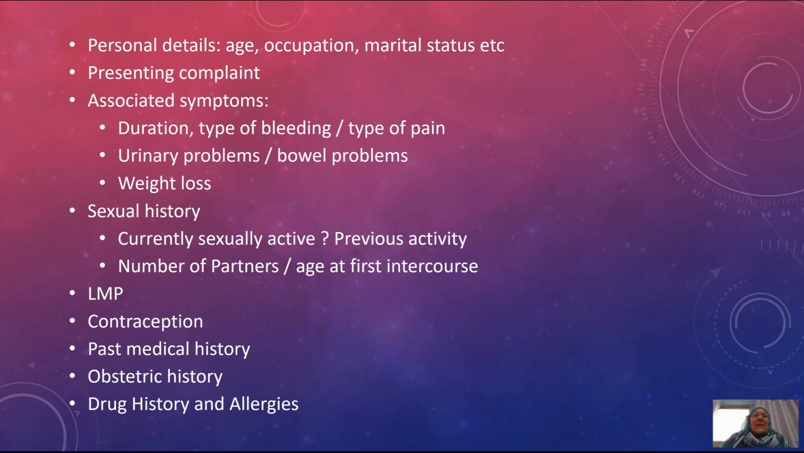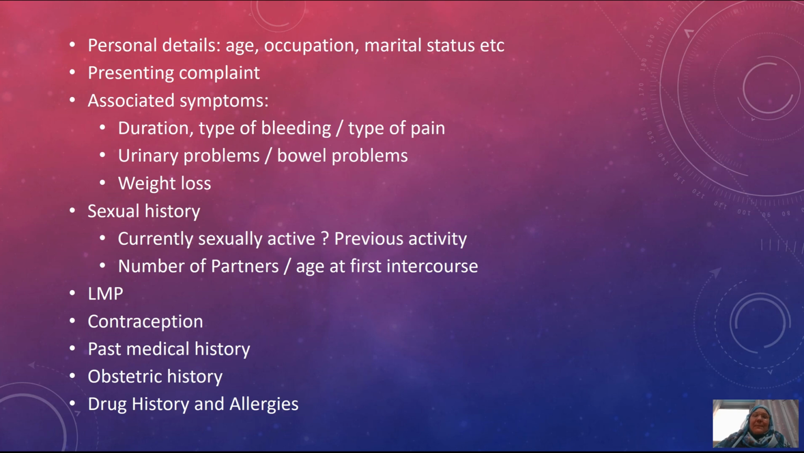Ask about associated symptoms, and if she does not mention them, you have to ask about bleeding. You have to ask about urinary problems and bowel problems, as well as weight loss. Sexual history is something that she won't usually tell you without you specifically prompting her and asking her. And you have to also complete your gynecological history by asking for last menstrual period, contraception, past medical history, past obstetric history, and drug history and allergies.